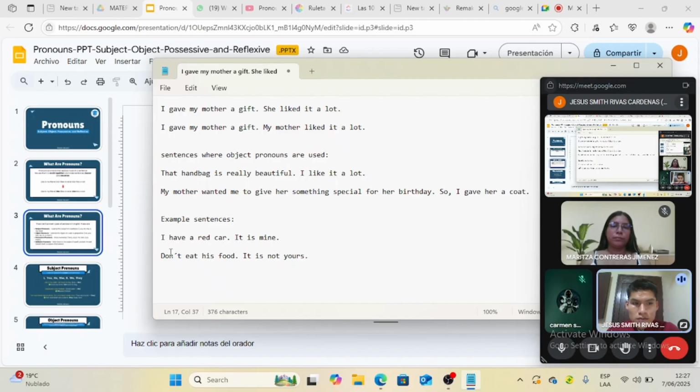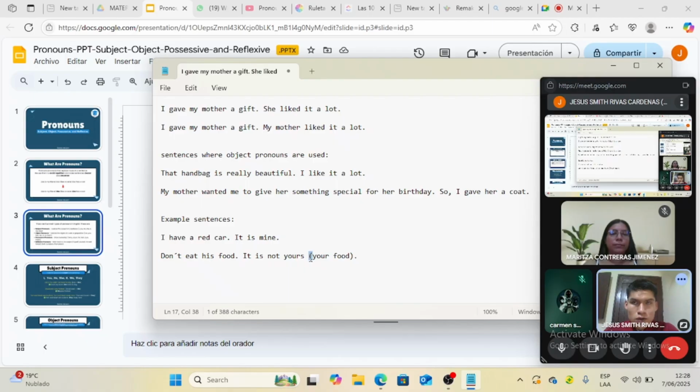El siguiente ejemplo, the second example is, don't eat his food, it is not yours. Here, the possessive pronoun is yours. Yours replaces these two words, your food.